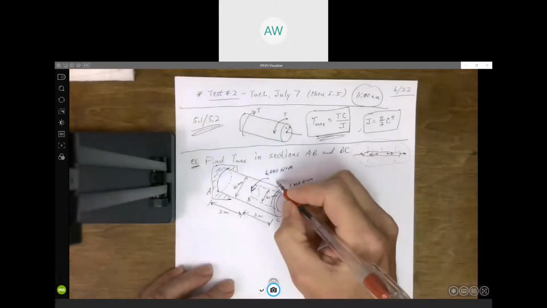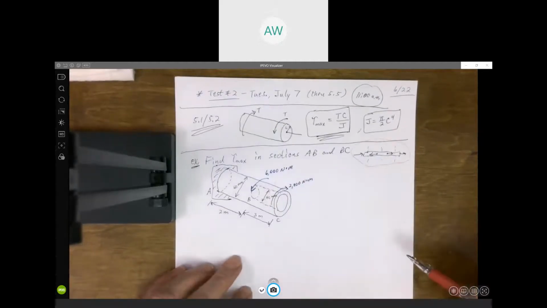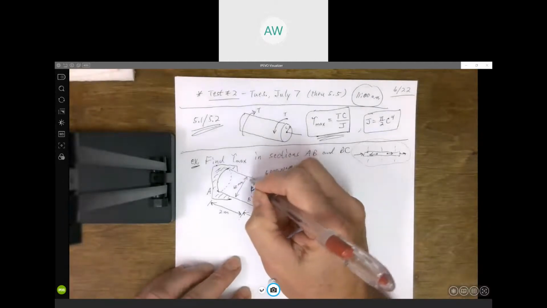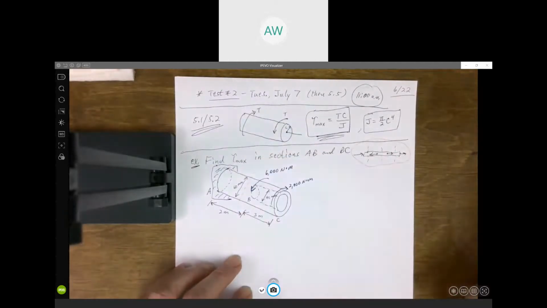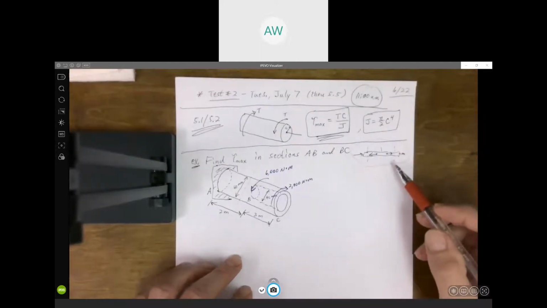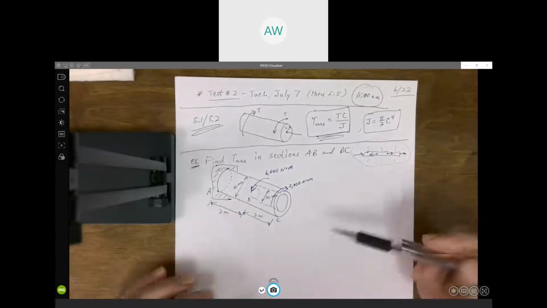We're going to have to cut this. We're going to do method of sections. We'll cut it somewhere between B and C, see what the torque is in that section. Then we'll come back here somewhere between A and B. Cut it there. See what the torque is in that part of the shaft. So very analogous to what we did with the axial loads. We're going to now do with the torques.